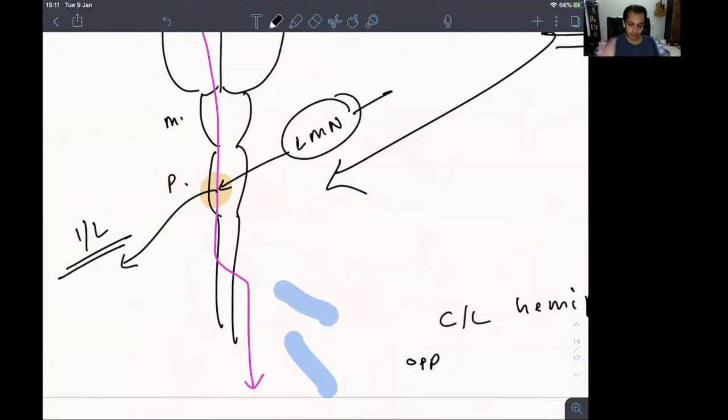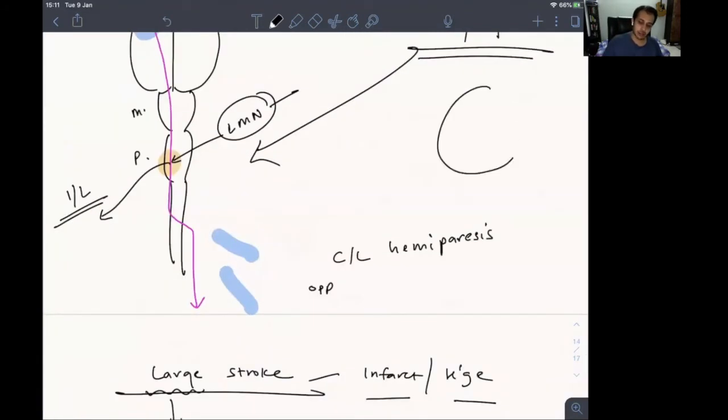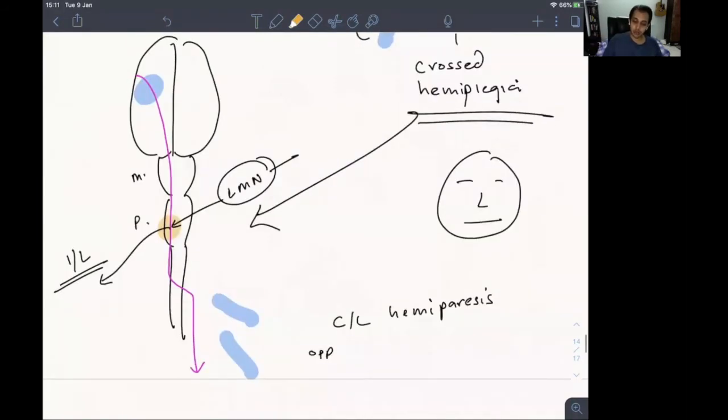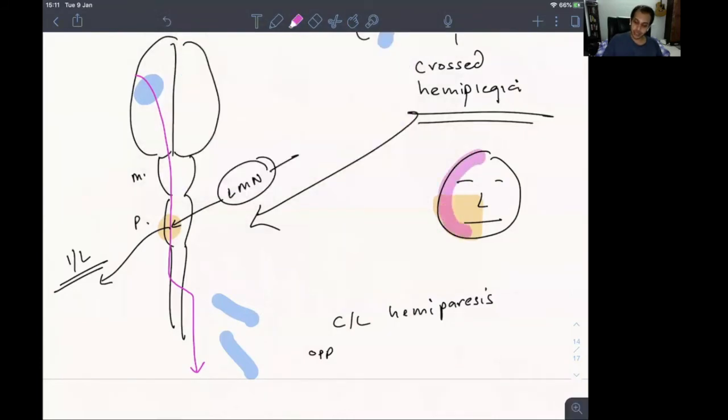So what is the difference between the two? In the case of the facial nerve, as we discussed, if there is a lesion in the cortex, only the lower half of the face is involved. But if there is a lesion at the nucleus level, then there will be a lesion of the entire face.